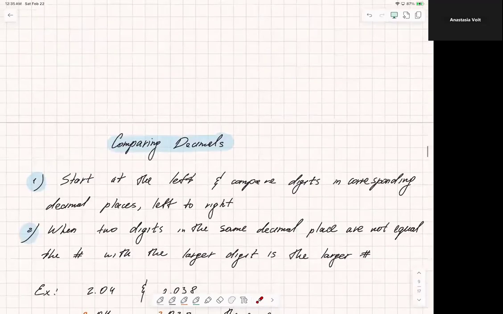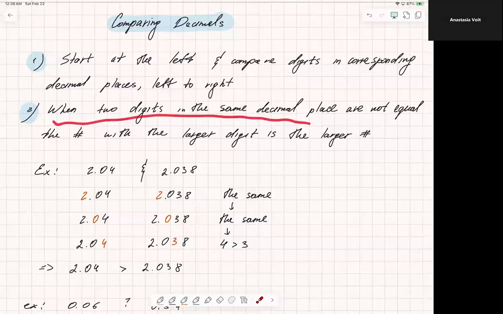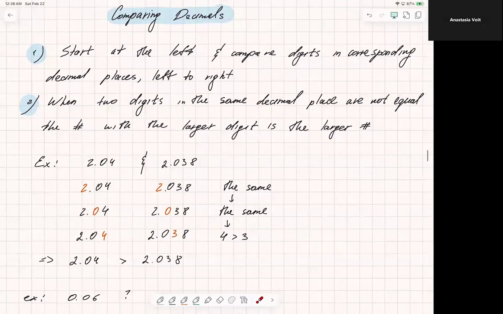All right, so now let's look at the comparison of the decimals. We will be doing that a lot, especially closer to the end of the semester where we will go over hypothesis testing. So I want you to feel comfortable comparing the decimals. Okay, so we start at the left and compare digits in corresponding decimal places, left to right. And then when two digits in the same decimal place are not equal, the number with the larger digit is the larger number.